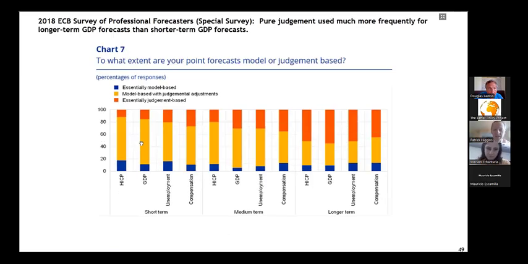And this next chart is saying how much judgment versus actual estimation with models they use. That orange bar is how much judgment they're using for their short-term GDP forecasts, just maybe 15 out of 100%. But for their longer-term forecasts, at least when they self-reflect, they think over half of it is essentially judgment based.